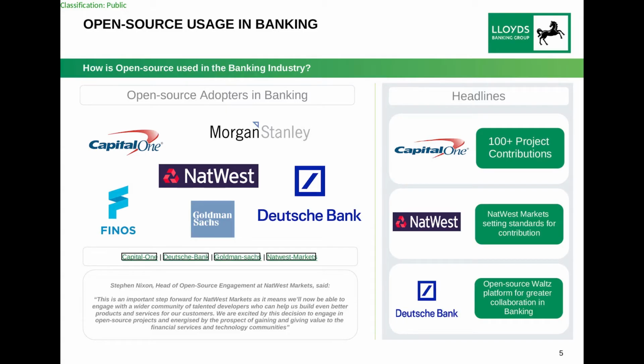So what's happening in the banking industry at the moment? There are lots of banks, and you can see FINOS there as well. There are lots of banks and institutions using open source technology. NatWest, Capital One and Deutsche Bank have all developed a pathway into open source technology, and they're using it quite effectively. Capital One, for example, has over 100 projects in the open source community. They have built the governance, and they've built the pathway for engineers to work in the open source community.